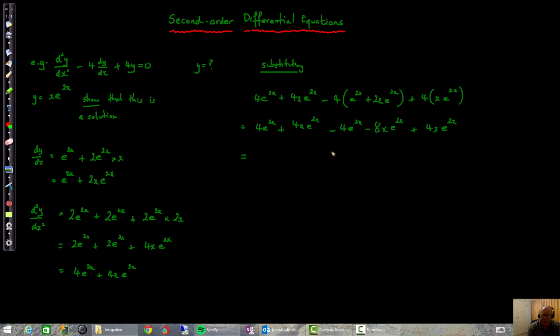Well, I've got, let's see here, that is 4e to the power of 2x, and that's negative 4, so those two are going to cancel. That's 4x e to the power of 2x, and another 4x there, so that's 8x e to the power of 2x. Take away 8x e to the power of 2x, so they will cancel, and that equals 0 as required. Therefore, this is a solution.